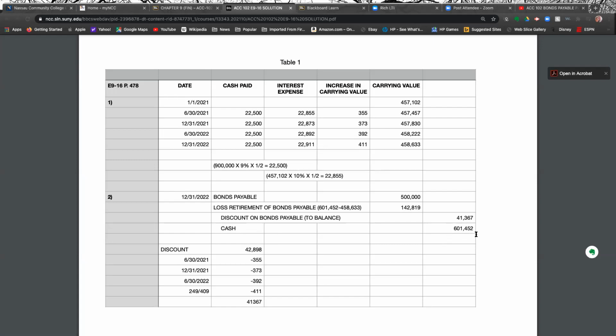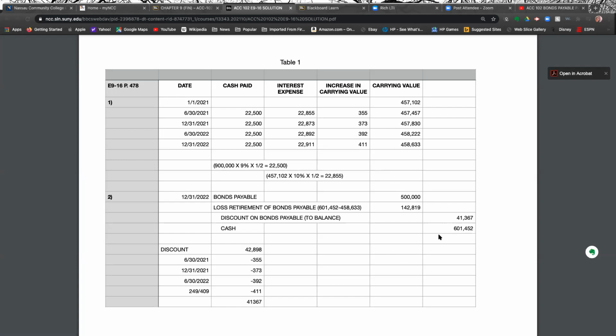I didn't have to calculate that number. They gave it to me. I also have a debit to bonds payable for $500,000. If I pay off the bonds, right, the bonds payable account should be 0 when I'm finished. Debit bonds payable for $500,000, credit cash for $601,452. Now it would be great if that was it, and I just took the difference between the two and just shoved them into some account, right? But I really can't do that.